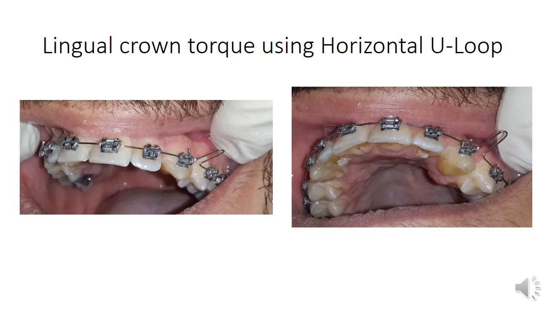Again, we have an impacted maxillary canine tooth that has been exposed and brought to its proper position, but has a labial crown torque that needs to be corrected. The canine bracket has vertical slot and the main archwire is made of 018 with the U-loop sticking outwards or towards labial side.